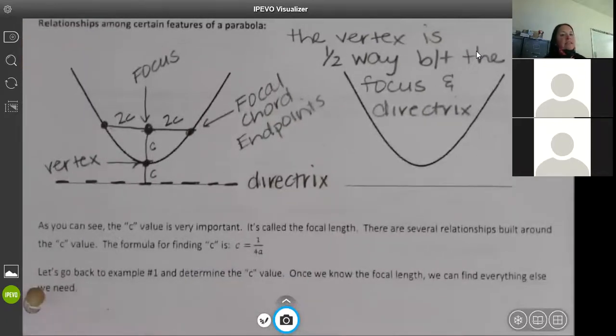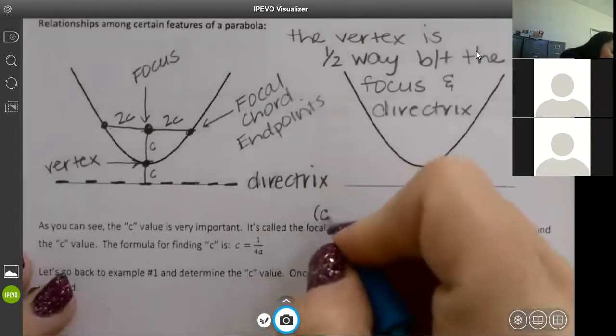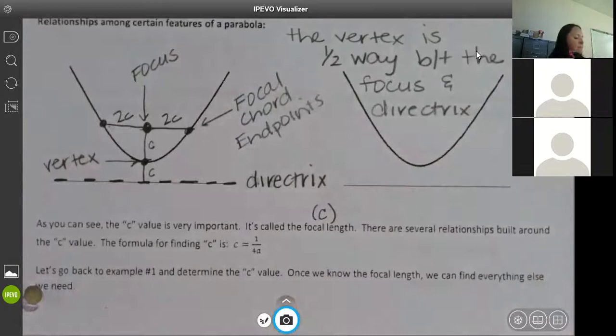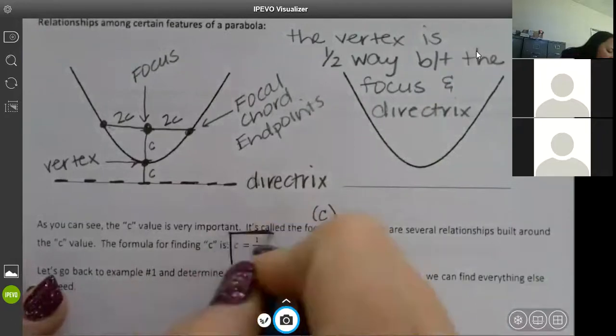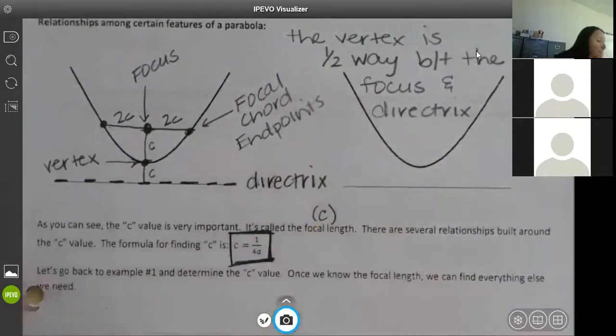So as you can see, the C value is very important. It's called the focal length. So again, focal length is C. There are several relationships built around the C value. The formula for finding C is 1/4A. So that's a formula that we're going to use. I'm going to box that in for you. That's an important formula.